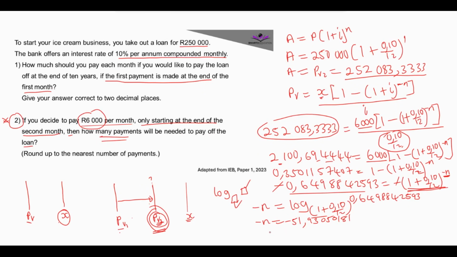So it means we have to make 52 payments. But if you check, payment number 52 will not be 6,000. It's going to be less than 6,000. But you're asked how many payments, so there'll be 52 payments, although the last payment will not be 6,000 because of this 51.93. So there'll be 52 payments done to pay off the loan.